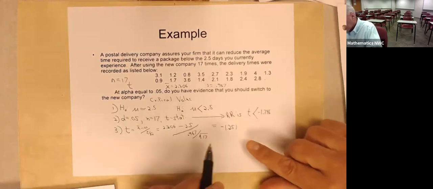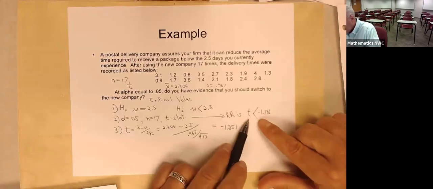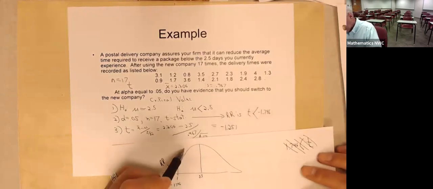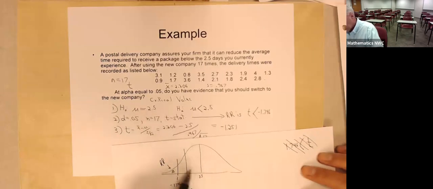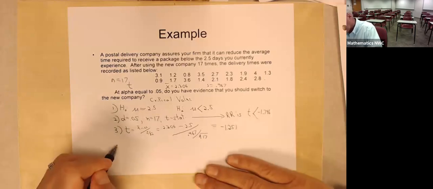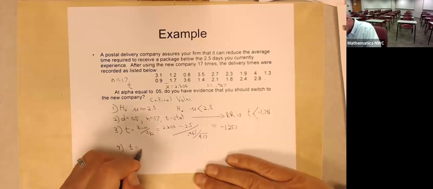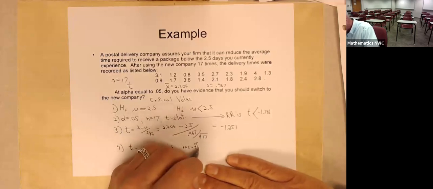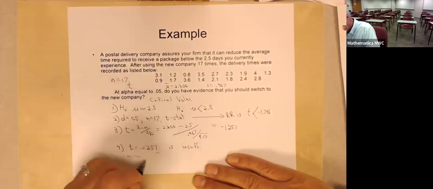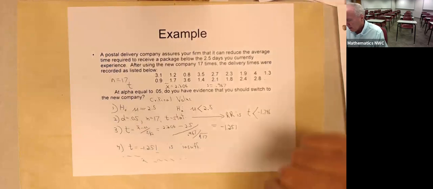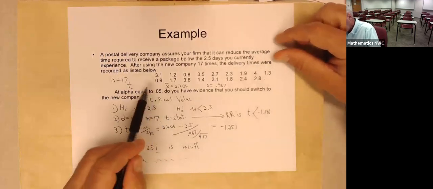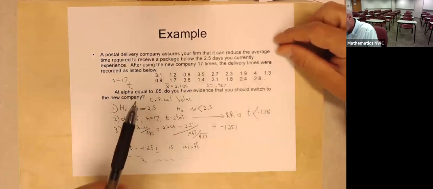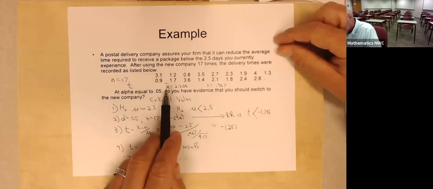Okay, well, we already calculated our t. It's not in the rejection region. The 1.2 is about over here someplace. It's not over the line. Consequently, t equal to a negative 1.251 is insufficient evidence, et cetera, et cetera, et cetera. You'd write out, I don't believe their firm has in fact reduced our average of 2.5. We don't have evidence to show that.